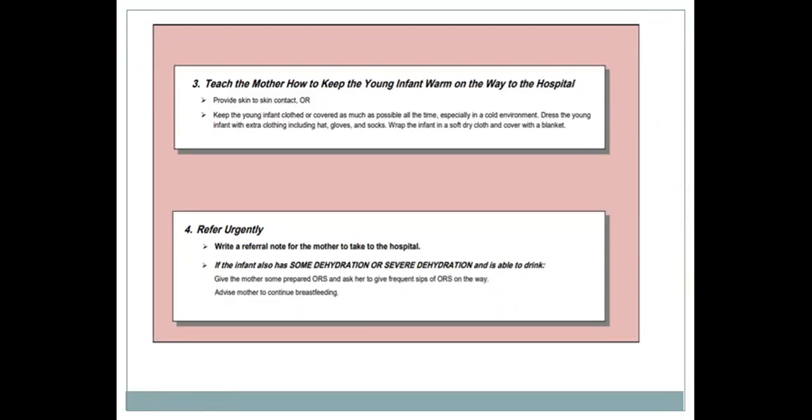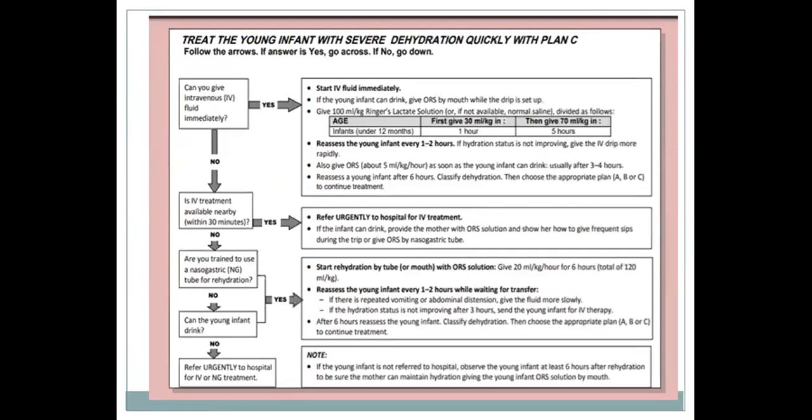Refer urgently if there is some dehydration, severe dehydration, or if the child is not able to drink. Treat the young infant with severe dehydration quickly with Plan C, which includes IV fluid. Refer urgently to hospital for IV fluid. Start rehydration by tube with ORS.